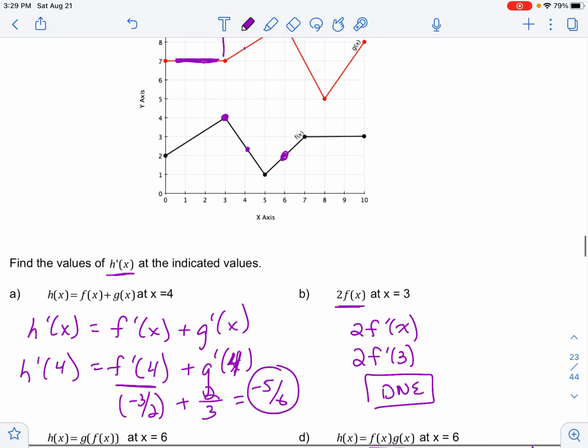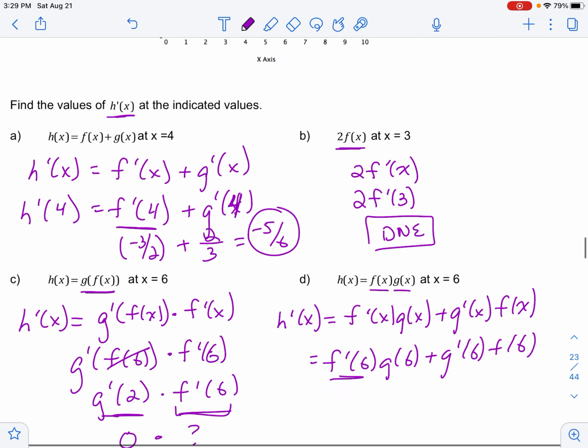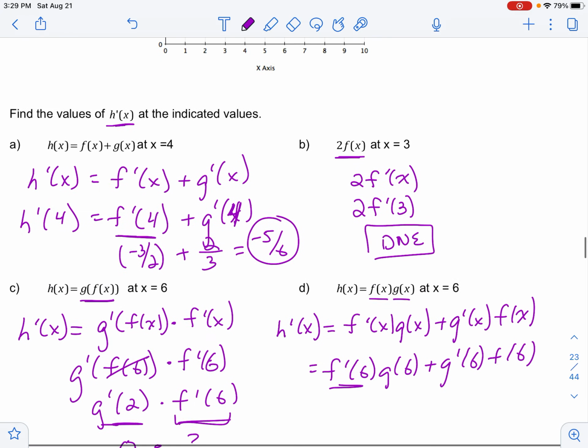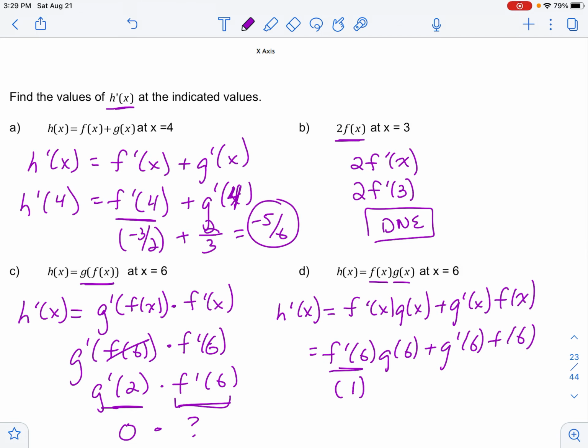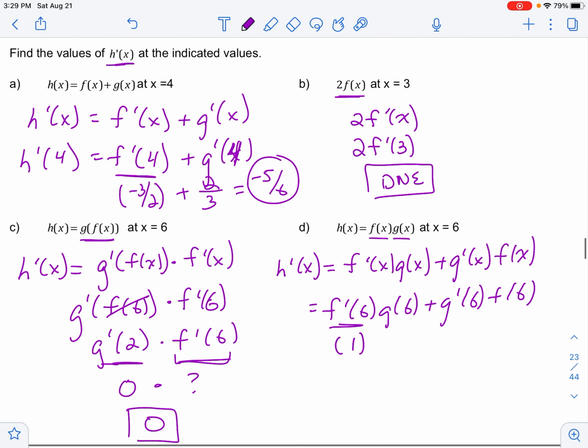So f prime of 6 is the slope of the f graph at 6. So at 6, which is right here, the slope is going to be up 2 to the right 2. So that looks like that's 1. G of 6 is just the y value of this graph at 6. So at 6, g of 6 is just exactly 9.